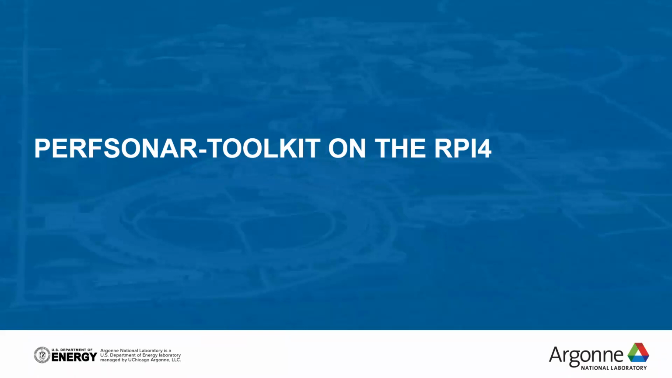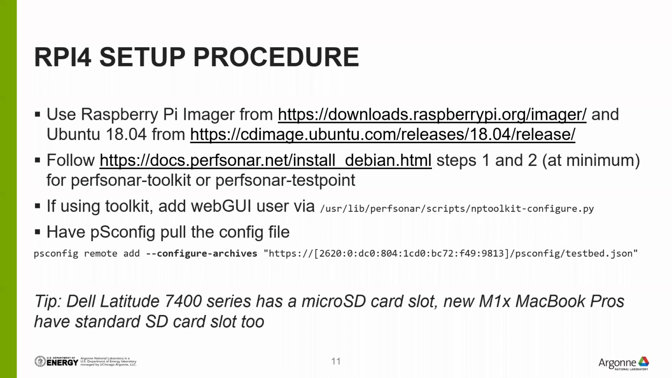Okay, so now that we've gotten through the initial PS config parts and the initial MADDASH setup, now we can talk about installing perfsonar-toolkit on the Raspberry Pi 4. So if you've never done much with a Raspberry Pi before, typically you'll use the Raspberry Pi Foundation's imager utility to load up on a micro SD card the OS of your choosing. In this case, I'm using Ubuntu 18.04 since that's within the compatibility list of perfsonar. You'll want to follow the first couple steps from docs.perfsonar.net to get the install going, just pretty much pointing it to the perfsonar Internet2 repos.